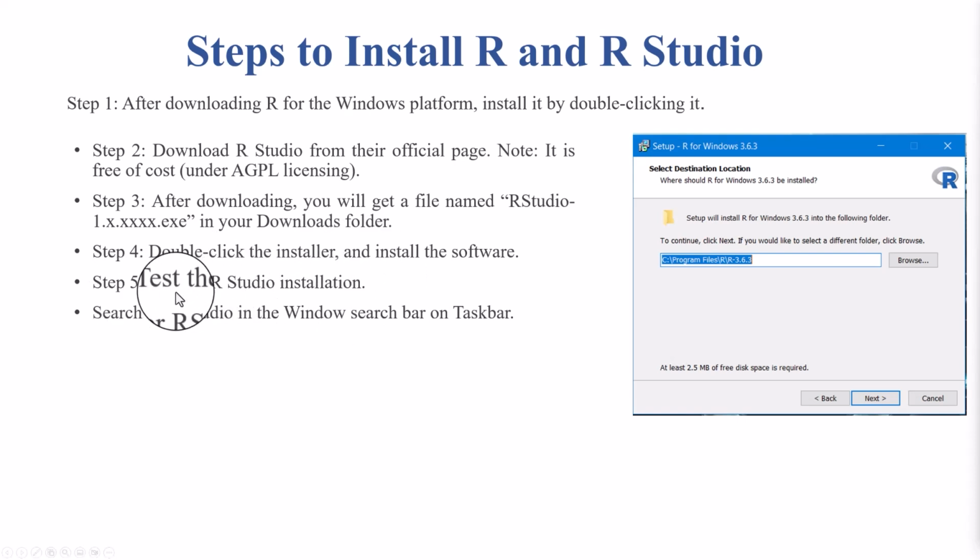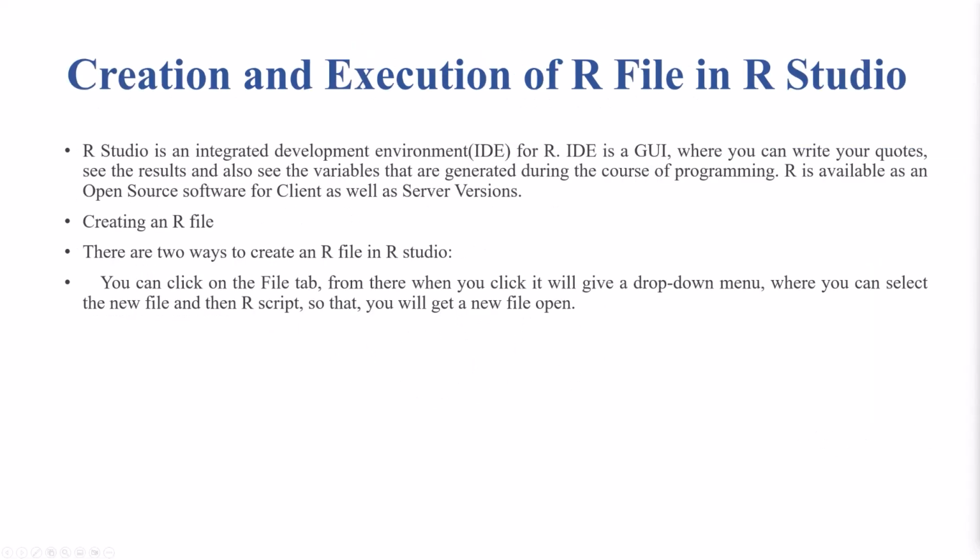Then you will test the RStudio installation, to check whether RStudio is working or not, and then you can customize the RStudio window and taskbar according to your own need, okay. Then we will create and execute a file in R, that is, how we can create a file in R and how we can run that file in R. So we will do it today, using our operating system, okay.